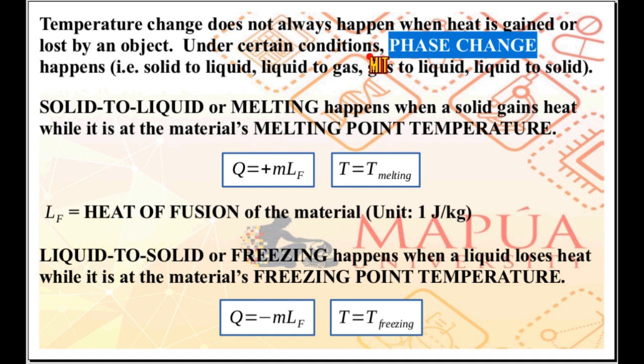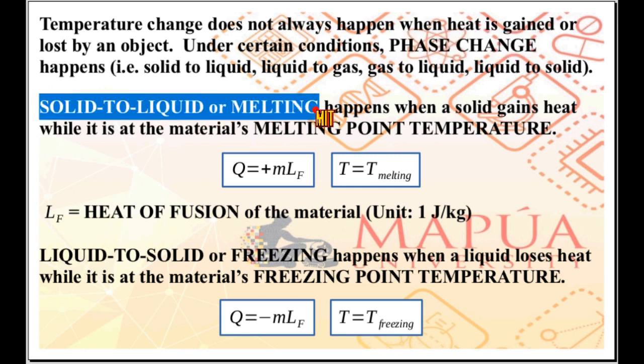In fact, two conditions must be met for phase change to happen. First, the right amount of heat energy must be lost or gained by the object, and the object must be at the right temperature. Solid to liquid, or melting, will happen when a solid gains heat energy. So it must gain heat, Q must be positive, while it is at the material's melting point temperature. So the two conditions for melting to happen are that the object must gain the right amount of heat energy, and the object must be at the melting point temperature of the material comprising the object.